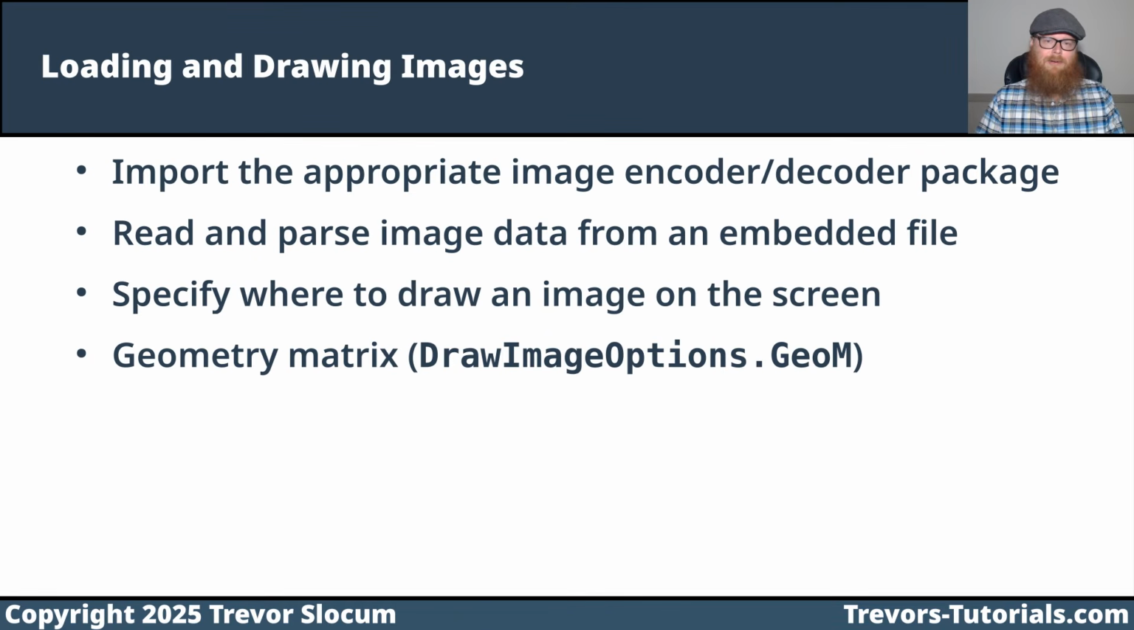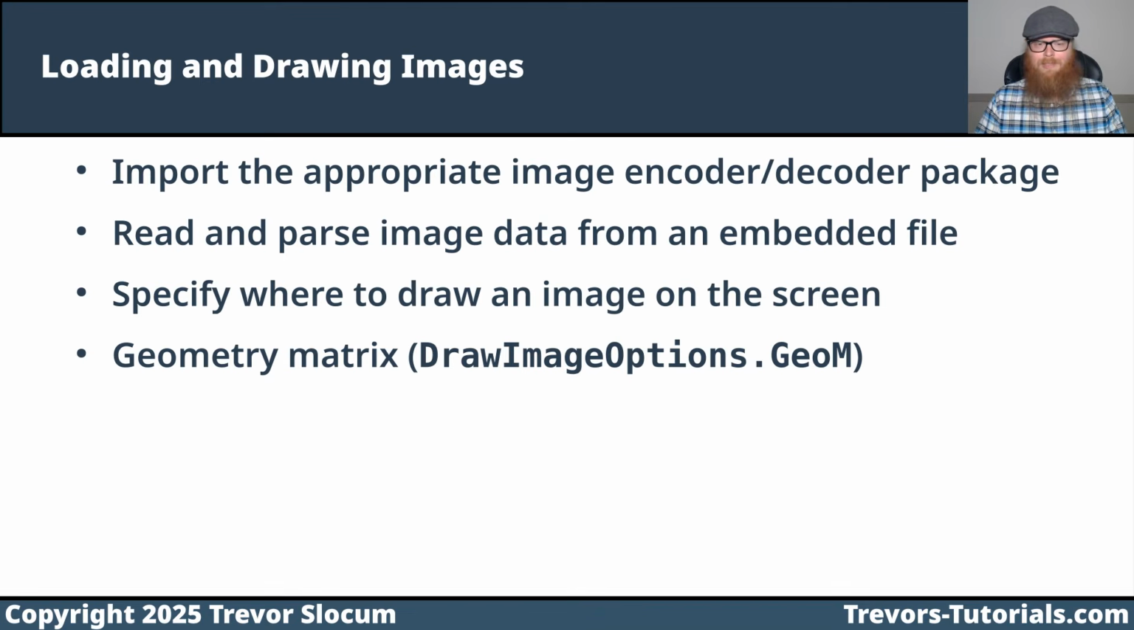By default, our program doesn't understand what a JPEG or PNG image is. In order to load one of those types of files, we need to import the appropriate image encoder-decoder package, and typically we can find those in the Go standard library. Once we've done that, we can read and parse image data from embedded files.